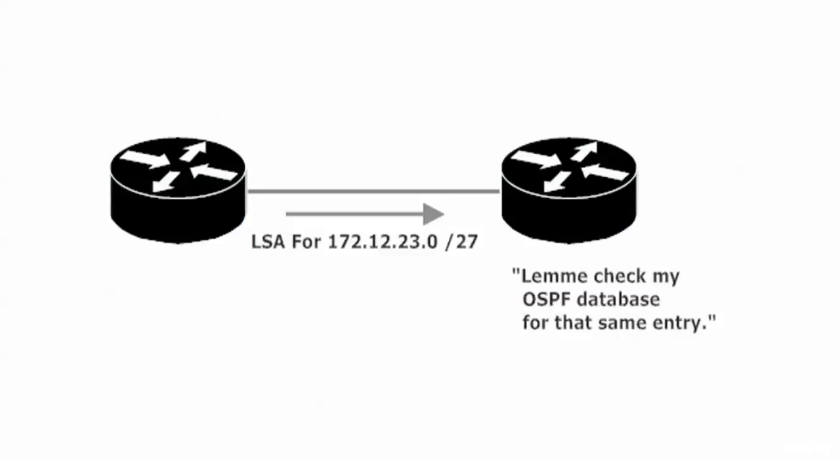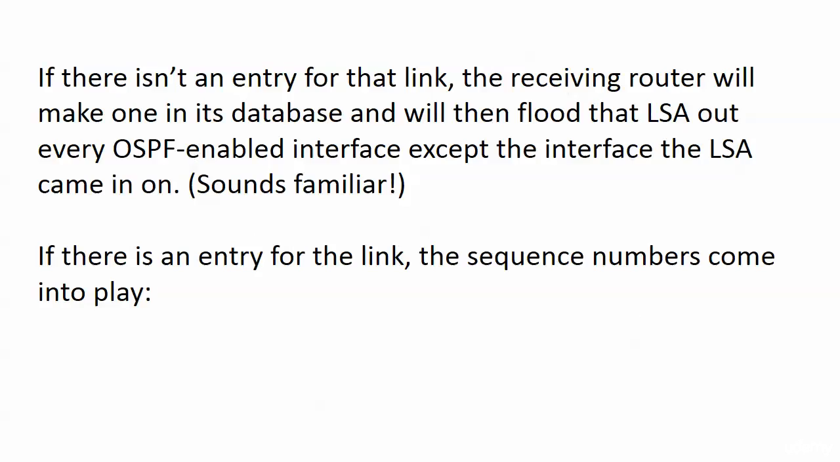And here comes an LSA for 172.12.23.0/27. The receiving router says, let me check my database for that same entry. Now, if there is not an entry for that link, it makes sense. The receiving router will make one in its database, and then flood that LSA out every OSPF-enabled interface except the interface the LSA came in on. That sounds pretty familiar, right? Familiar behavior. But if there is an entry for the link, the sequence numbers come into play.